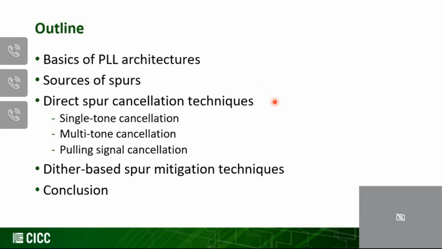One category is what I call direct spur cancellation, where we directly mimic the spurious tone information and cancel it. Within this category, we have three different types: single tone cancellation, multi-tone cancellation, and then I will describe a more advanced version, a pulling signal cancellation. Another type of spur mitigation is based on dithering techniques, so I will also separately discuss those categories. Finally, I will conclude this tutorial.